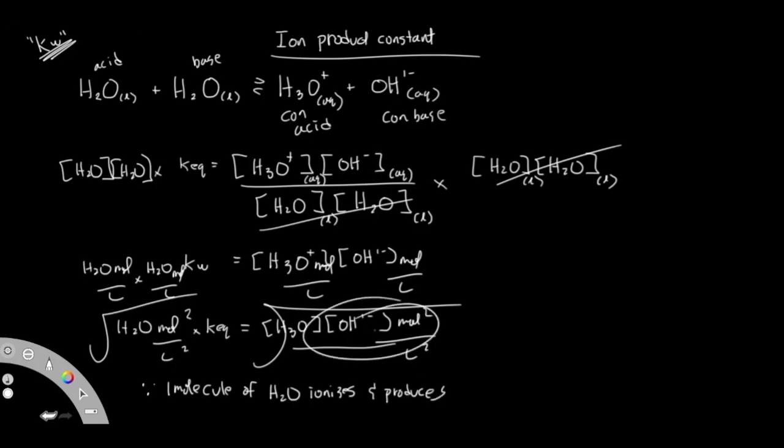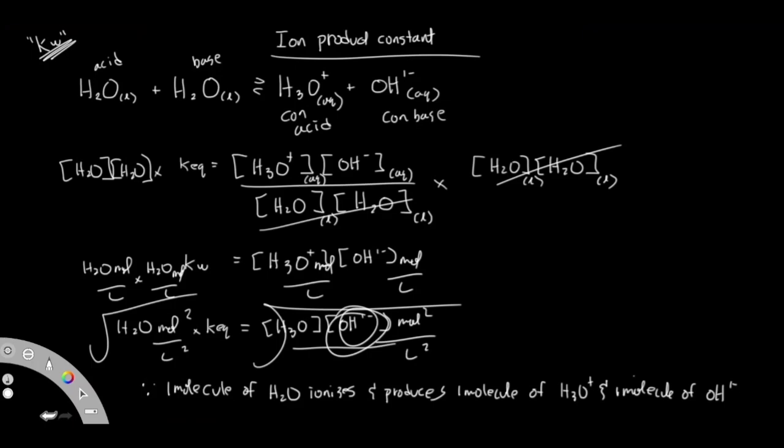What do we have on the right side? Okay, what is being produced? One molecule as well of H3O, our hydronium, because we have one of them over here. And another one molecule of hydroxide, which we have over there.